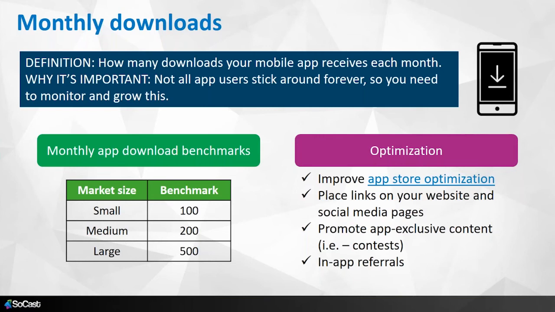There are several things you can do to improve these numbers. First, be sure to optimize your apps for the App Store. We've left the link in the deck with a guide on how to do that. And again, we'll be sending this presentation out to all of you after the webinar. Be sure to place mobile app links on your website and social media pages. You can even do a native ad on your website that features your branding and says something like, download our app to get our morning show on the go.